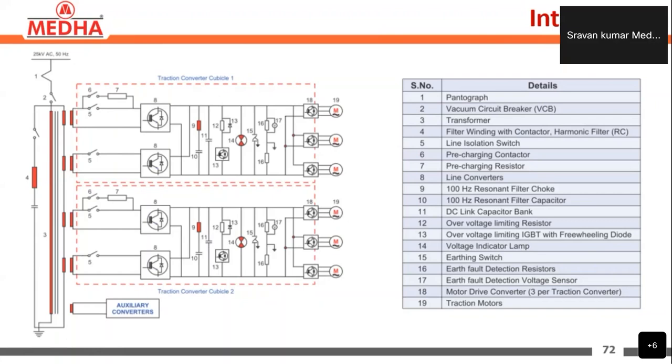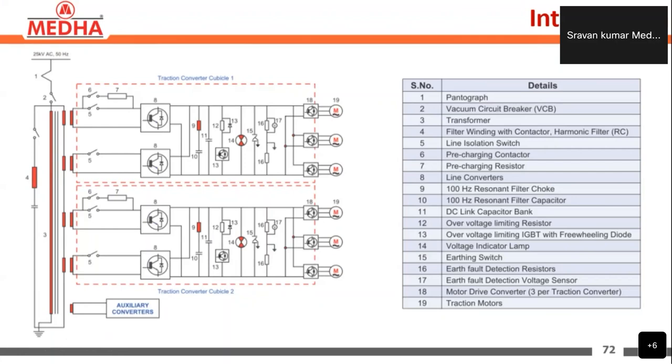In the initial condition, the capacitors try to draw excess current for charging. In that case, the overcurrent coming from the input could damage the IGBT modules, which we can see here in the line converters. The excess current could damage the IGBTs and the capacitors. So in order to limit that excess current, we have the pre-charging resistors in series with the pre-charging contactor. The function of the pre-charging resistors is to limit the excess current during the initial condition.